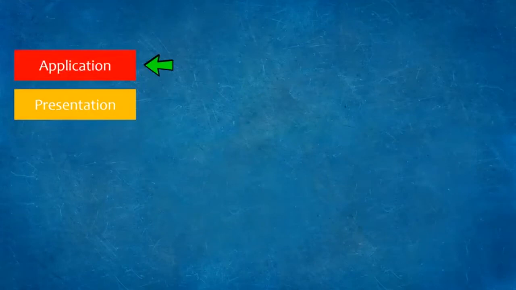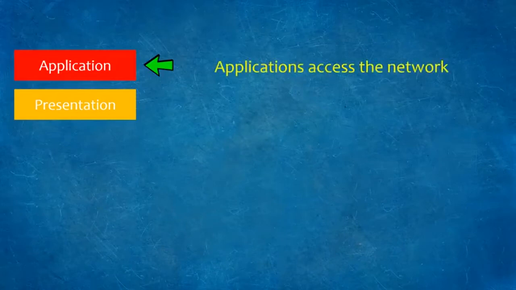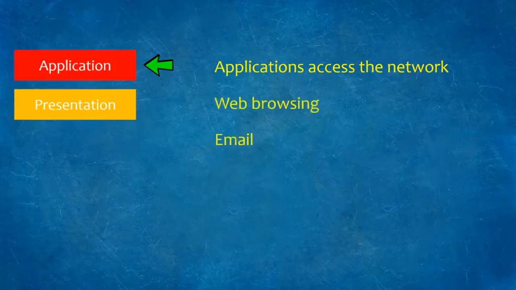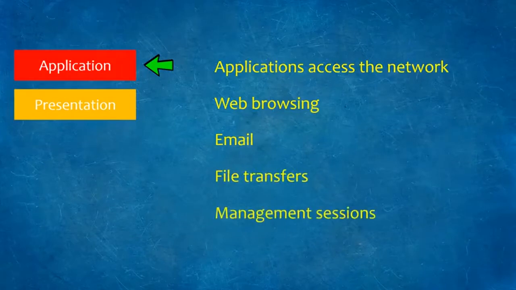We'll now take a closer look at what each layer does. Afterward, we'll run through an example of how this might work. Developers and application specialists spend a lot of time in the upper layers. This starts with the application layer. This is not strictly the application itself, but rather it's how the application accesses the network. Some examples of this include web browsing, accessing emails, and transferring files. It also includes management sessions like SSH, Telnet, and RDP.